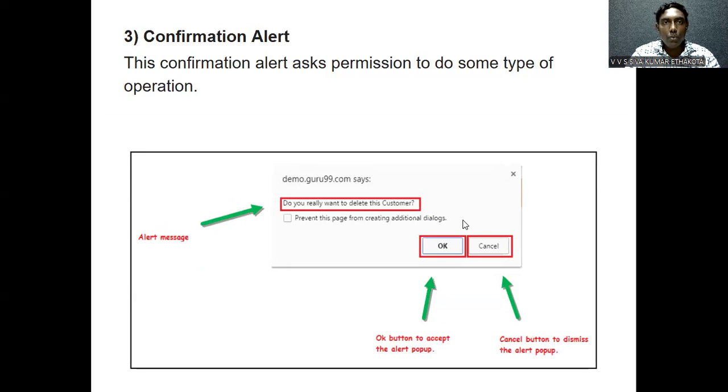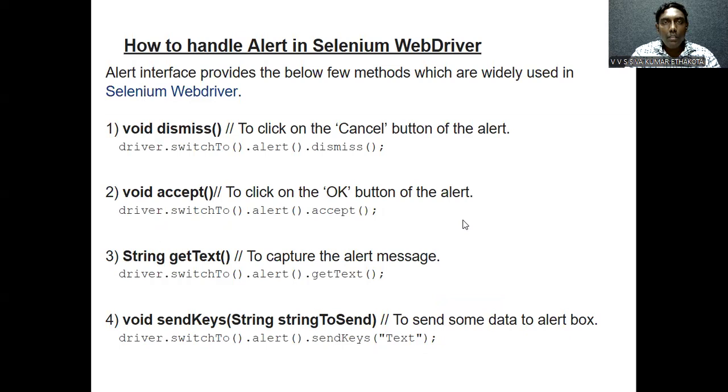Okay, cancel, and so on. How to handle the alerts in Selenium driver is by using methods like dismiss, accept, get text, and send keys. Dismiss allows you to cancel the alert messages. Accept will help you press the OK button on the alert box. Get text will help us capture the information from the alert box. And send keys will help us send information to the alert box. These are the respective methods from the alert class.